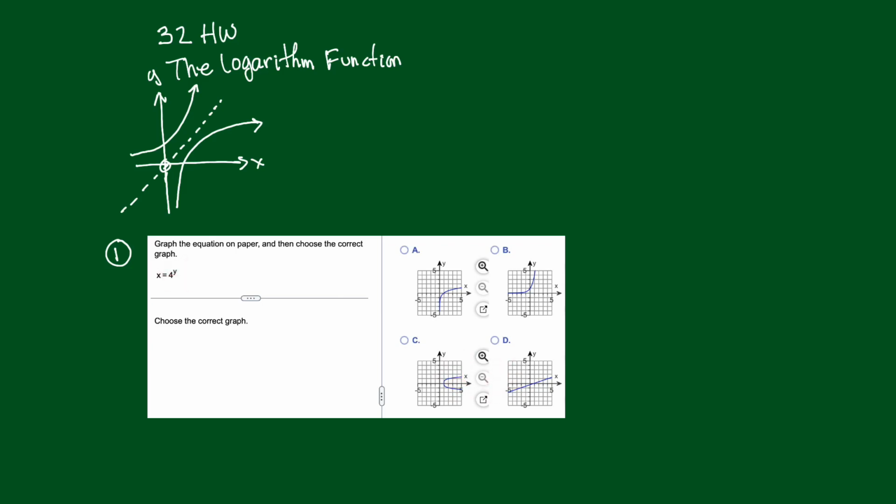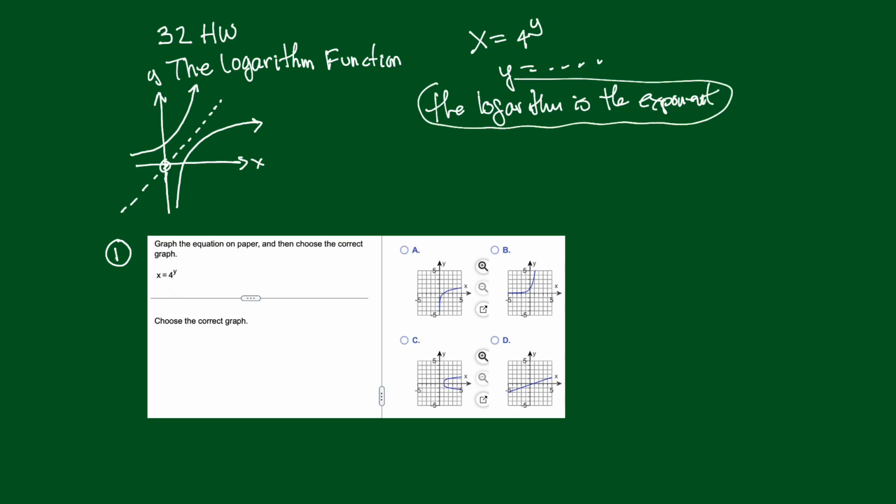I'll write it right up here on the top. Let me get rid of that color and go with this so it's easier to see. X equals 4 to the y. Now, I want to get y equals something. Now, here's what I know. The logarithm is the exponent. Okay, knowing this will get us through a lot of problems here. The logarithm is the exponent.